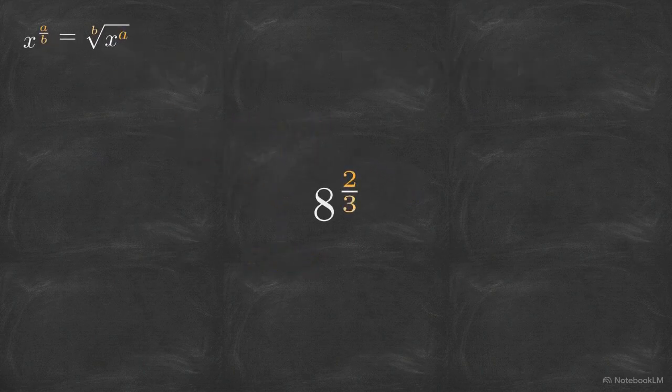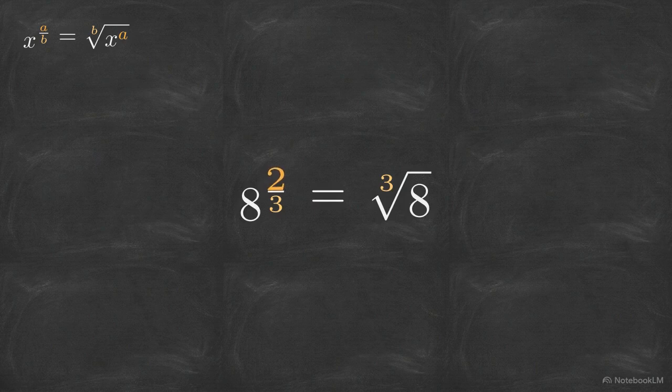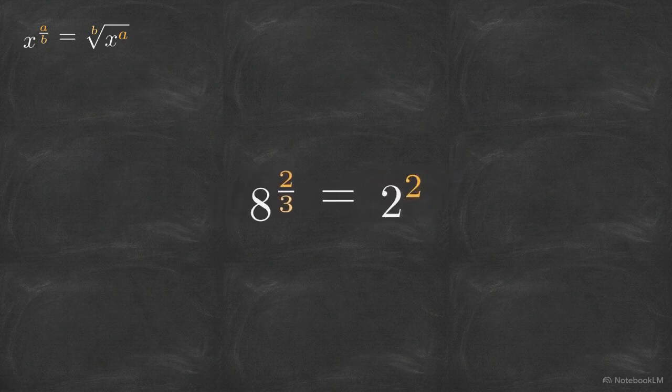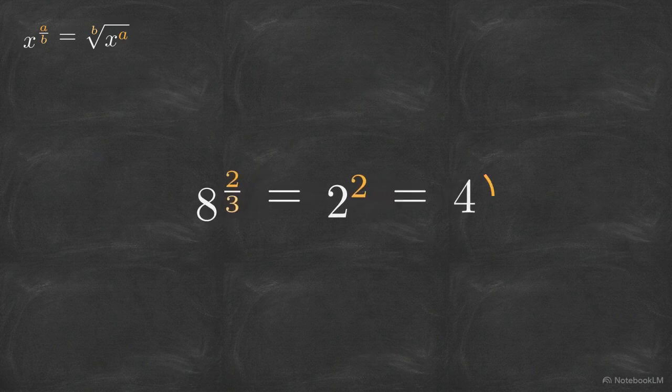Let's apply that logic to 8 to the power of 2/3. The bottom number is 3, so we need the cube root of 8. The top number is 2, so we will square that result. The cube root of 8 is 2, and 2 squared equals 4. The fractional logic resolves right back into a whole number.